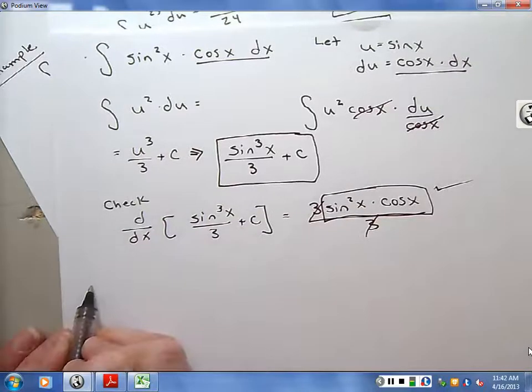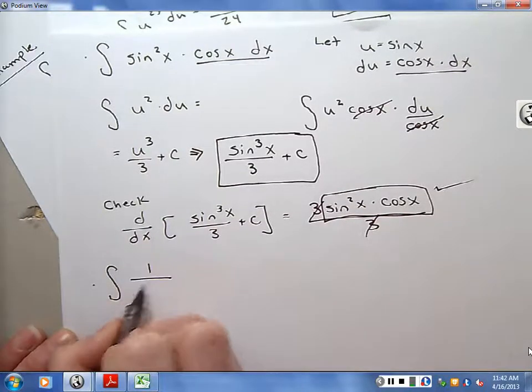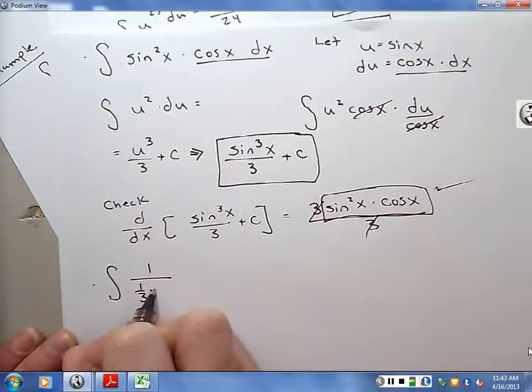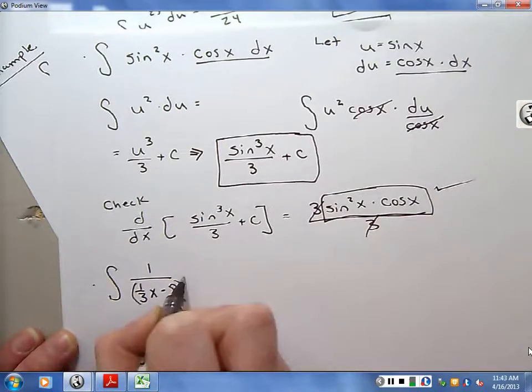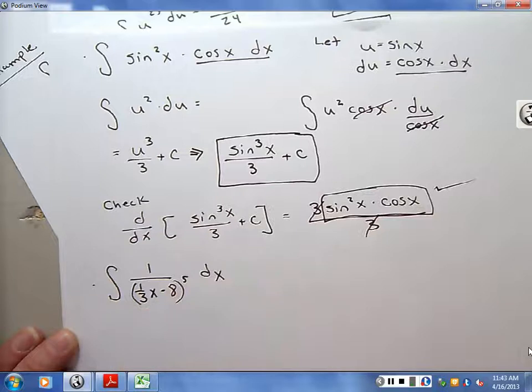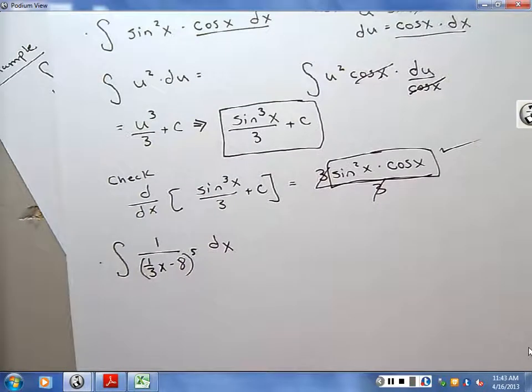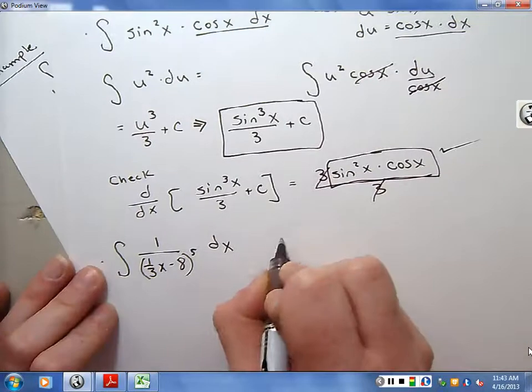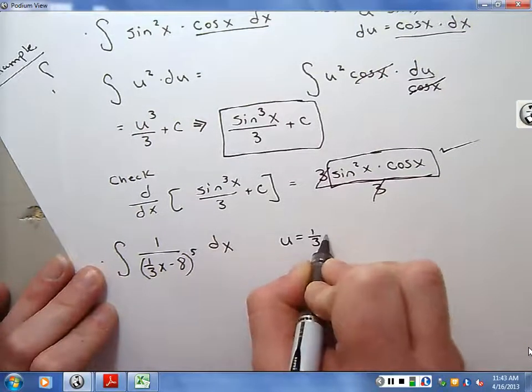Okay. So let's look at another example. 1 divided by (1/3 x minus 8) to the 5th power dx. What is my u substitution here? What am I going to pick to be u? Do I want it to the fifth? Because the derivative of that would be 5 times (1/3 x minus 8) to the fourth, and I wouldn't have that to cancel. So I would want to pick u to be 1/3 x minus 8.